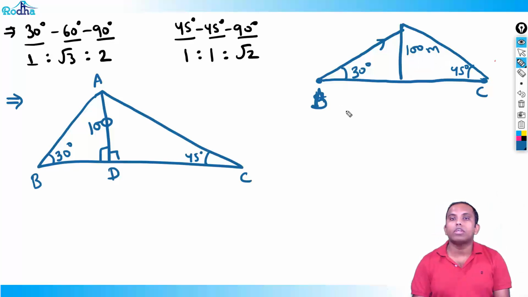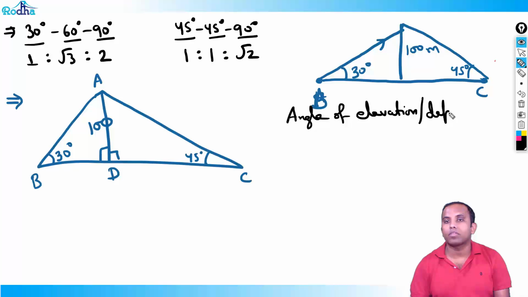So angle of elevation or angle of depression is always found by the horizontal line. Suppose I ask you, from this point, the angle of depression to point B. This is point B. So if I ask you, the angle of depression from point A to point B is 30 degrees.